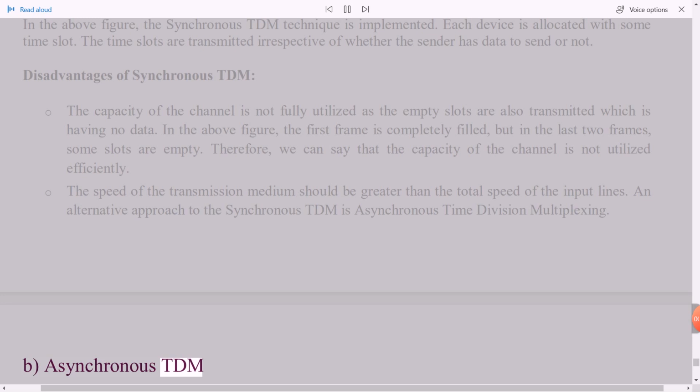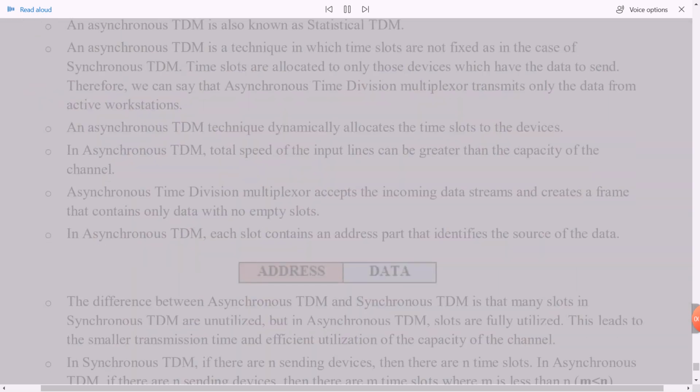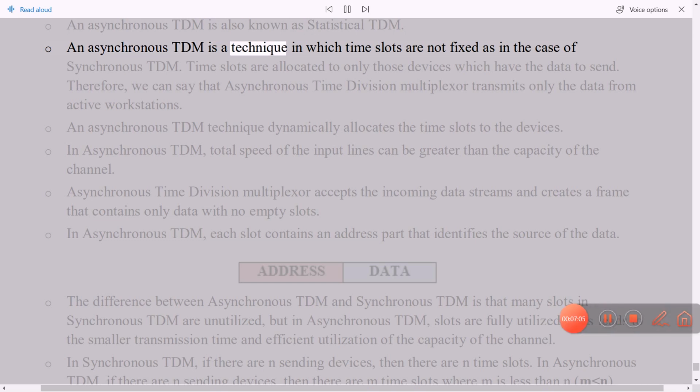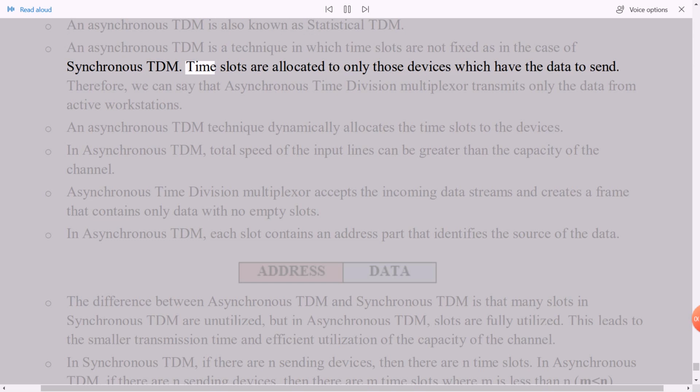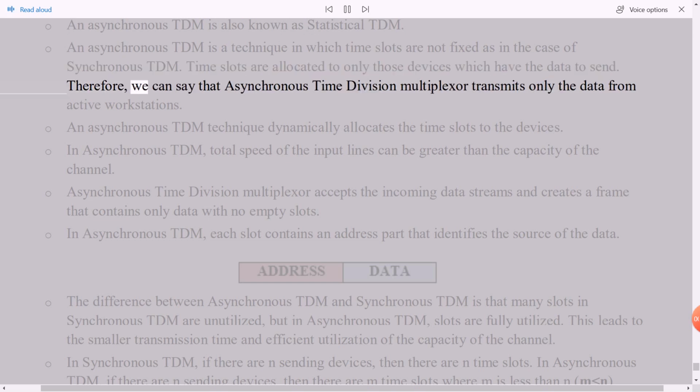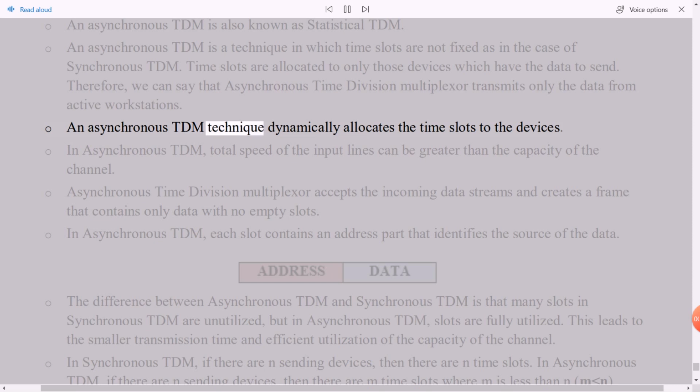Asynchronous TDM. An asynchronous TDM is also known as statistical TDM. An asynchronous TDM is a technique in which time slots are not fixed, as in the case of synchronous TDM. Time slots are allocated to only those devices which have the data to send. Therefore, we can say that asynchronous time division multiplexer transmits only the data from active workstations.